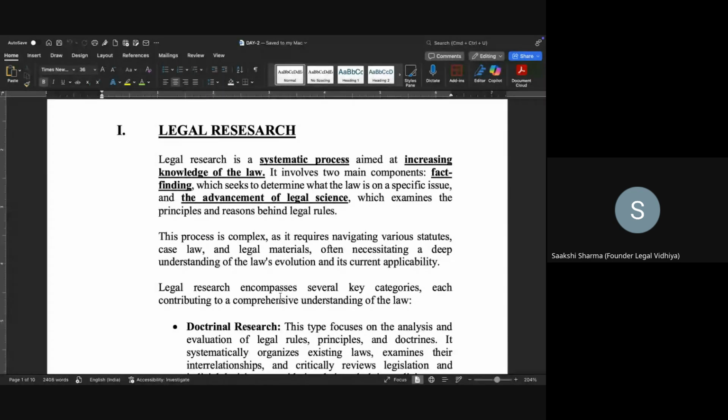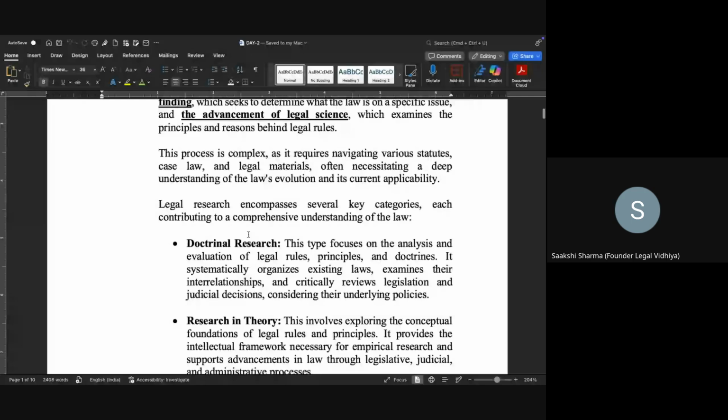Now, fact finding का मतलब क्या होता है? Fact finding is the process in which we seek to determine what law is on a specific issue, and the advancement of legal sciences is the process in which we examine the principles and try to understand the reason of why a rule exists or why a law exists.